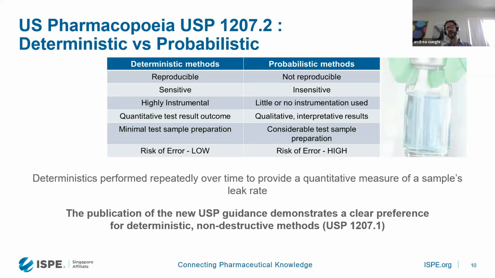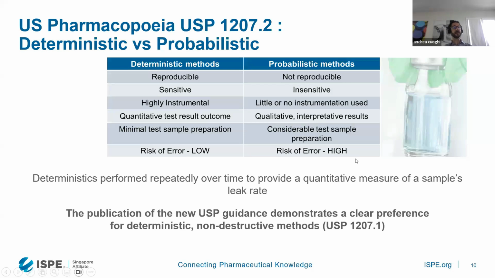While on the other side, the probabilistic methods are not reproducible, are not so sensitive, don't depend much on instrumentation, are more qualitative, with interpretative results. Considerable test sample preparation, this implies a lot of time lost, and how the sample is prepared affects the final results. So again, it depends a lot on the human factor. And at the end, the risk of error is high.